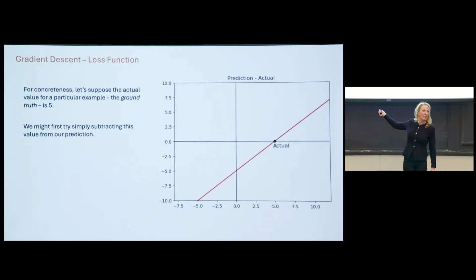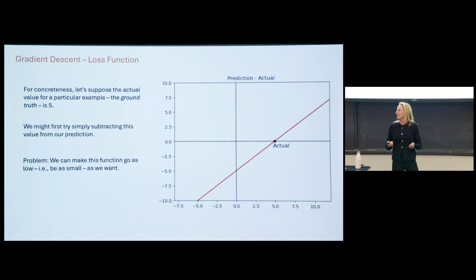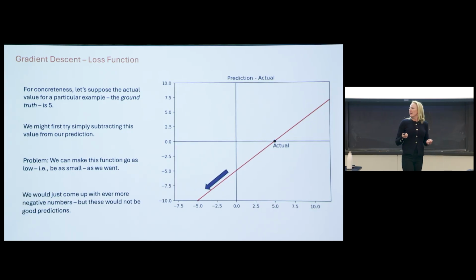No, wait, negative 700,000. No, wait, negative 5 million, right? These are better and better predictions. Of course, they're obviously not, right? This is a terrible function to use. Let's try something else, right?